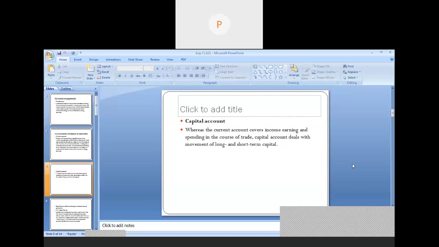Now, like I've told you, export and import of services also will be part of the current account. Export and import of services will be visible or invisible? It will be invisible, right? Because services we are not able to see. It includes a large variety of non-factor services, known as invisible items, sold and purchased by the residents of a country to and from the rest of the world. These are payments either received or made to the other country for the use of services.